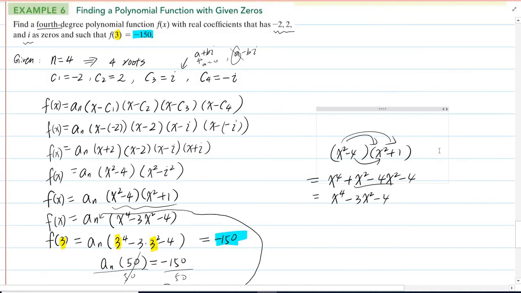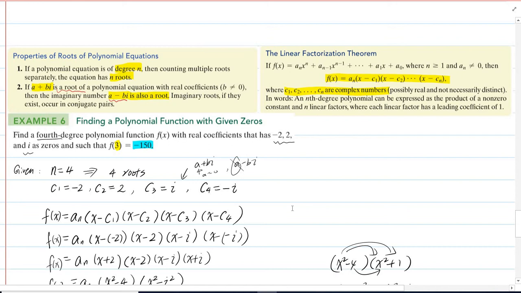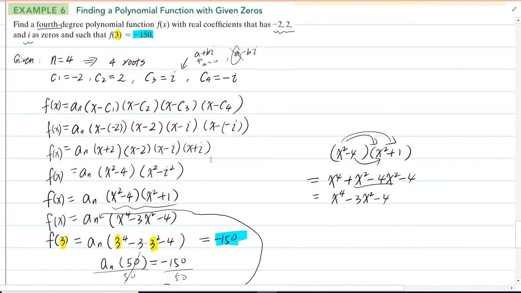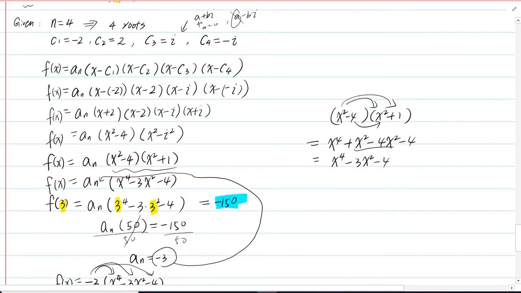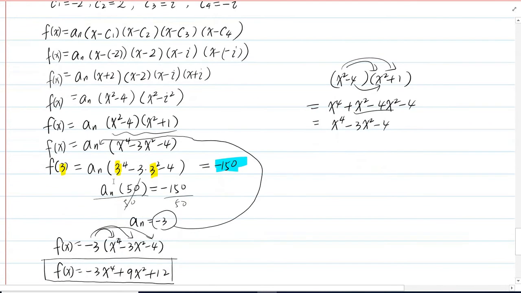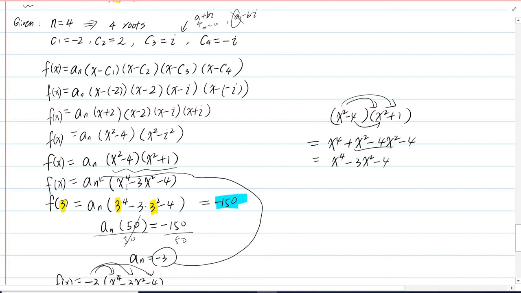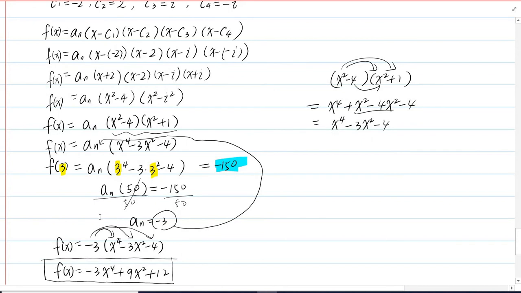So once you have this, you're going to use your linear factorization theorem right here. I copied it down right there. And then you just plug in your C1 all the way to C4. Then you're going to expand your whole function. We're going to expand all the way to here. Then you're going to use another piece of information right here. You replace your x with the number in f of 3, and then you find your a sub n. Once you find your a sub n, you bring it back and do a substitution. Then finally you do a distribution and find your function. That's how you do it.